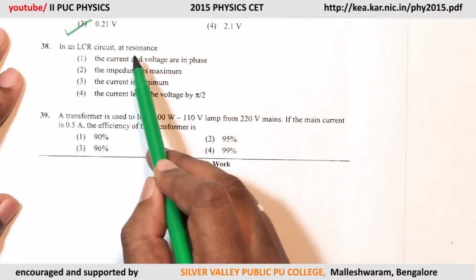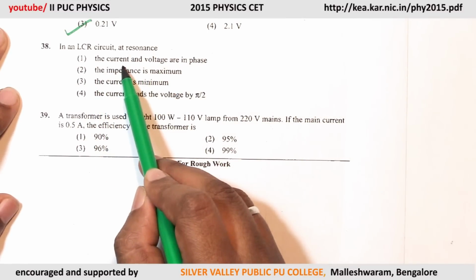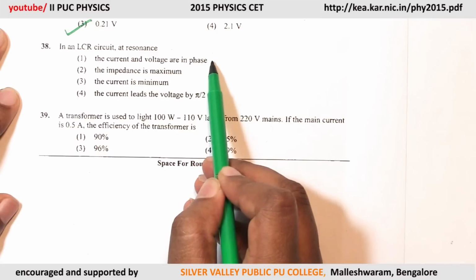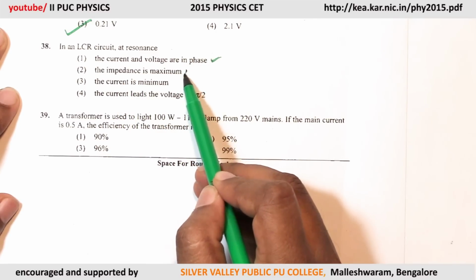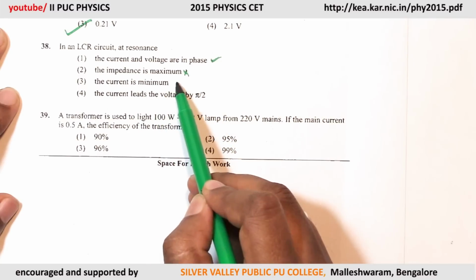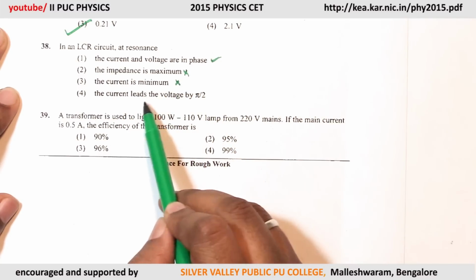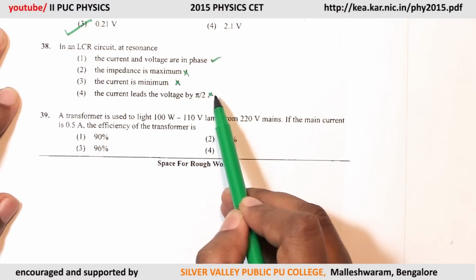In a series LCR at resonance, current and voltage are in phase. Yes. Impedance is maximum, no, minimum. Current is minimum, no, maximum. Current and voltage are in phase.